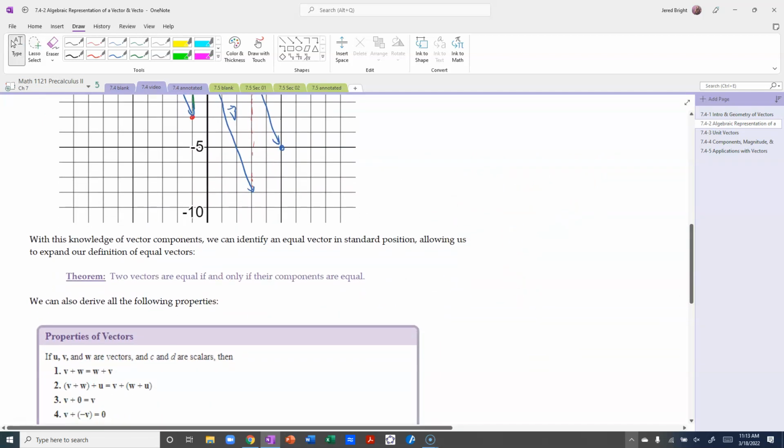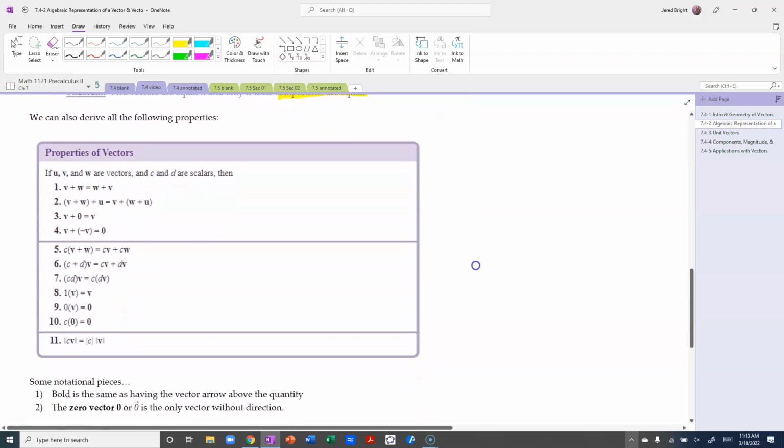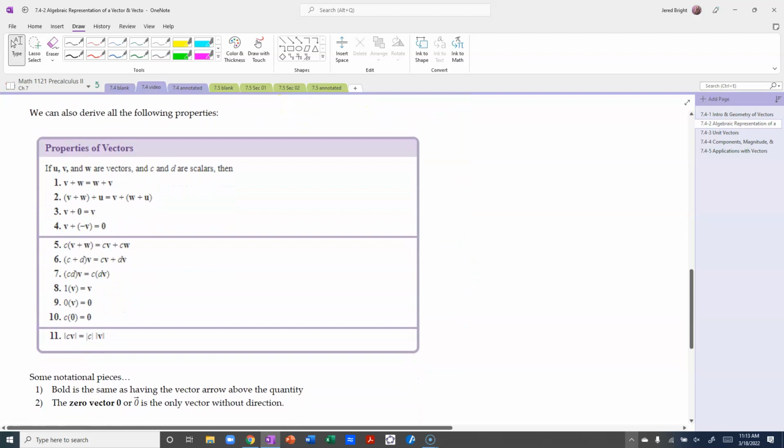Okay, and we talked about the idea of equal vectors, meaning that they have the same direction and magnitude. Now with component form, we actually get something nicer. Two vectors would be equal if and only if their components are equal. So it's the same horizontal and same vertical motion. Okay, fine. We get a bunch of properties, a lot of them you would expect. We have commutativity, associativity, zero vector, opposite vectors, right? So just take a look at these and be aware of them, okay?